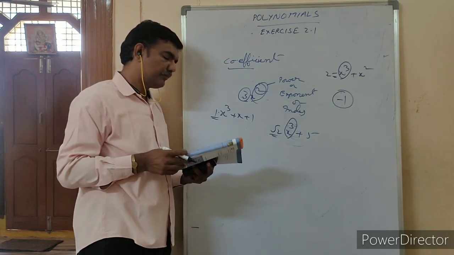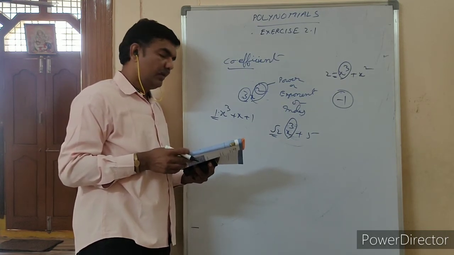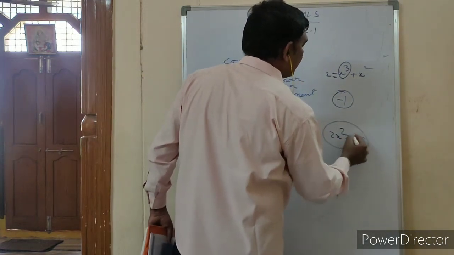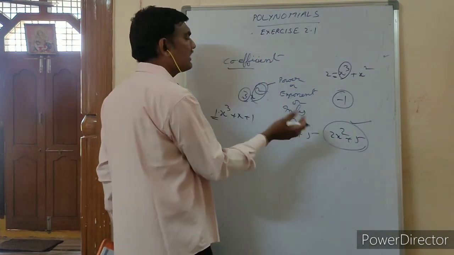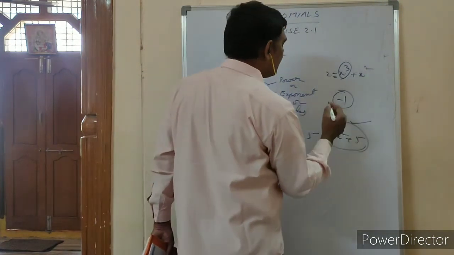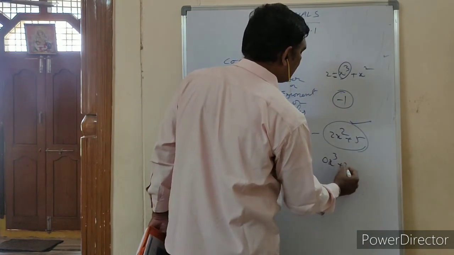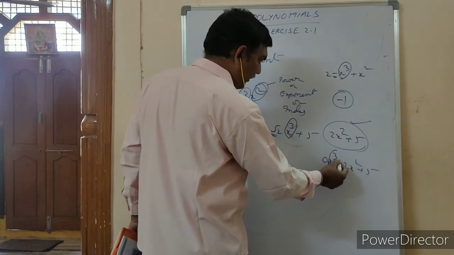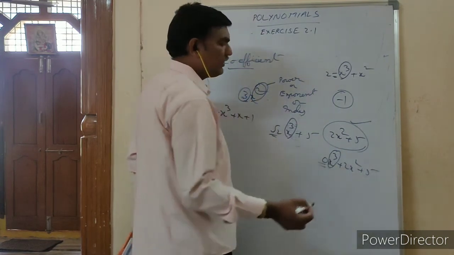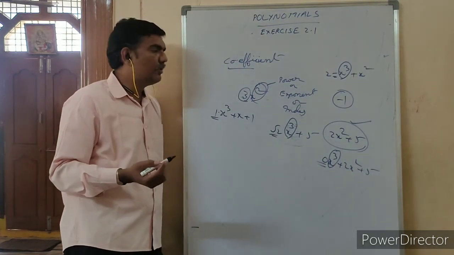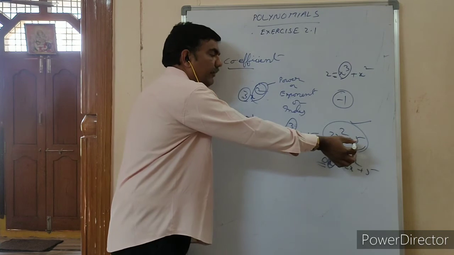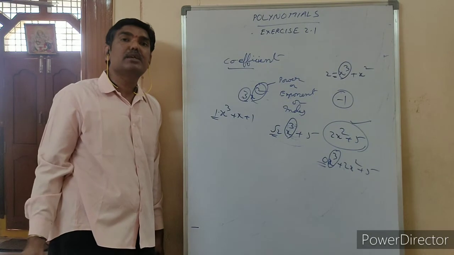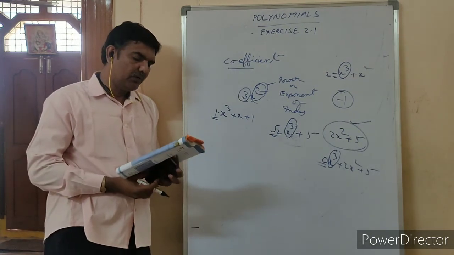Next, now 2x square plus 5. It is the question. In this, are you seeing an x cube term? No. If the x cube term is not there, you can write 0x cube plus 2x square plus 5. Now, if the x cube term is not present, its coefficient becomes what? 0. So in this 2x square plus 5 polynomial, the coefficient of x cube you have to write is 0. Okay.